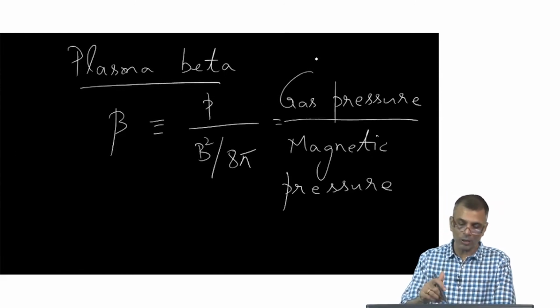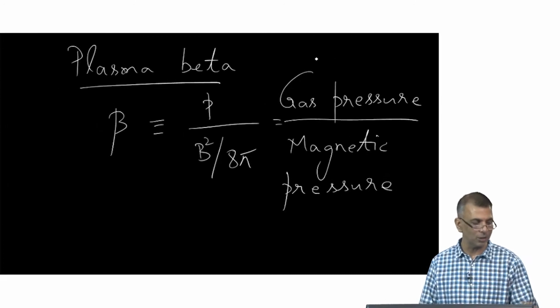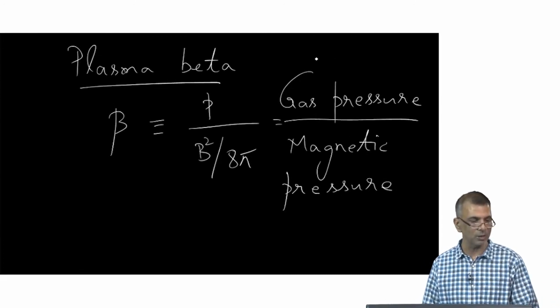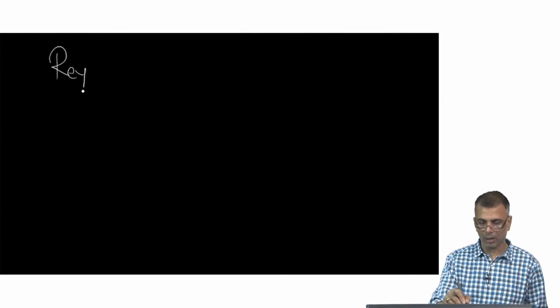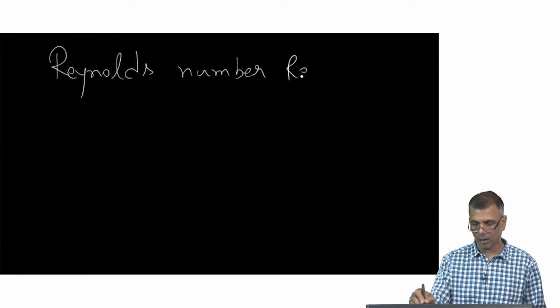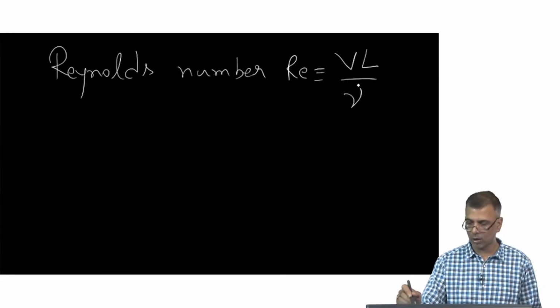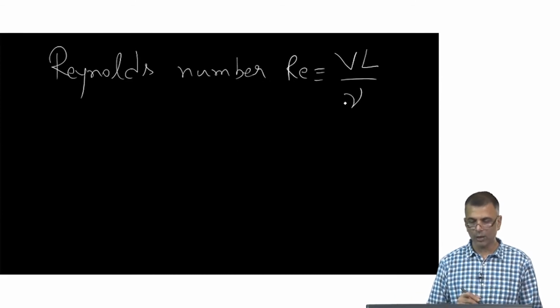And the ratio of gas pressure to magnetic pressure is called the plasma beta. This is yet another very important dimensionless number in magnetohydrodynamics. And talking about situations where magnetic fields are important, we have already defined the Reynolds number. I'll write this down again. Re was VL over nu, where nu is the viscosity coefficient, right?